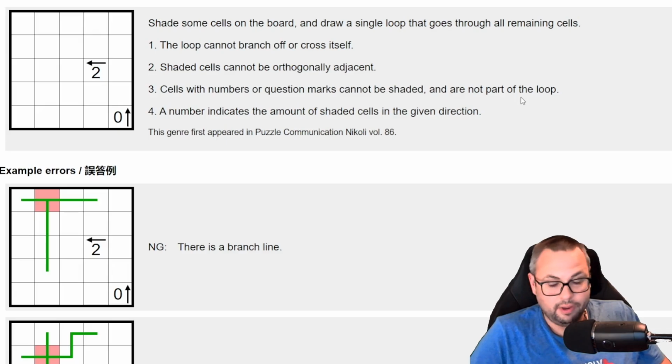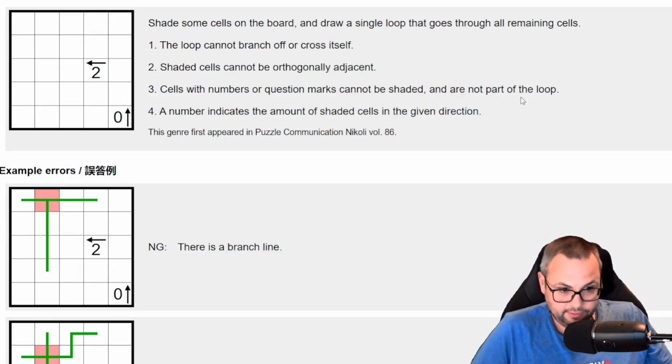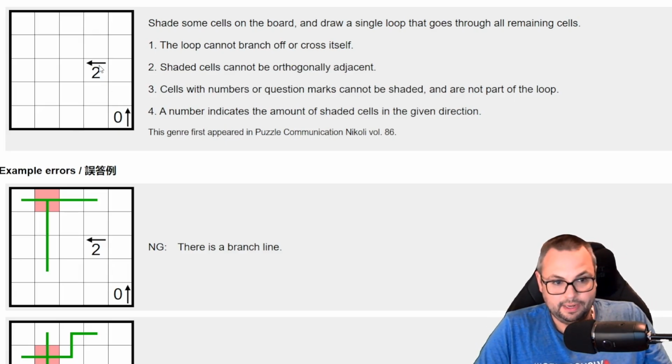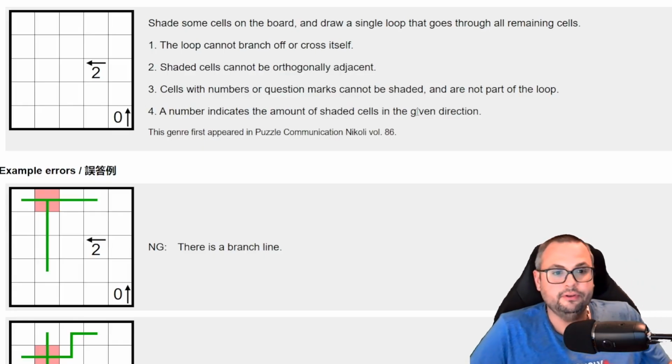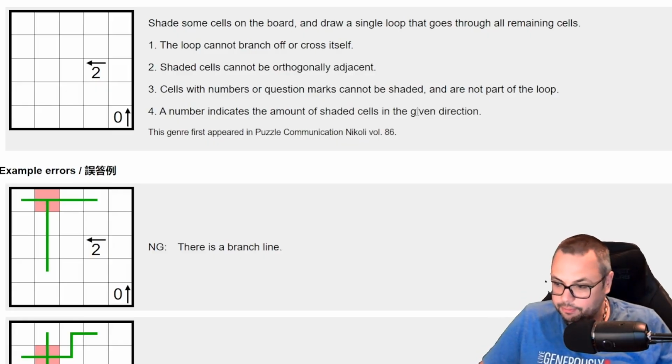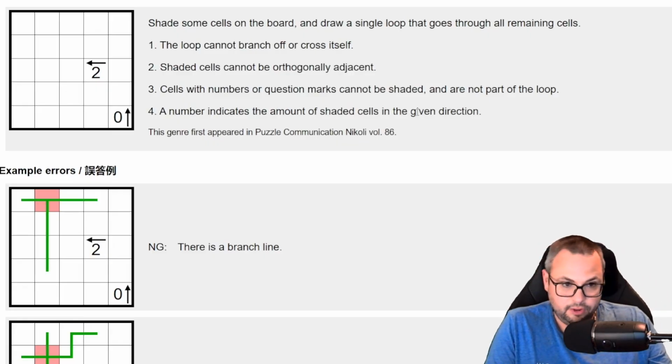A Yajilin puzzle involves drawing a loop in the grid. And so you're going to have these little arrow type clues. In the grid, you're going to have to draw a loop. And so you're also going to have to shade some cells. So this is a hybrid of shade some cells, draw a loop.